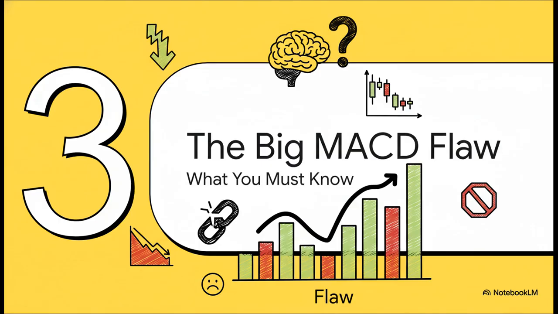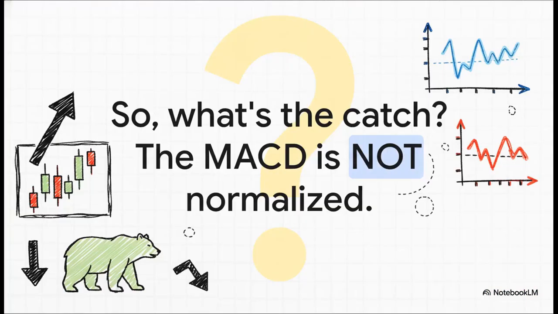Okay, so using the histogram is a massive step up, but the MACD has one big built-in flaw that you absolutely have to know about. If you ignore this, you can end up making some really serious mistakes. So what's the catch? Well, unlike a lot of other indicators that work on a nice, clean 0 to 100 scale, the MACD is not normalized. What that means is its values scale up and down directly with the price of the stock. So, a MACD reading of, say, 0.5 on one stock is not at all the same as 0.5 on another. The raw number itself is basically meaningless without context.